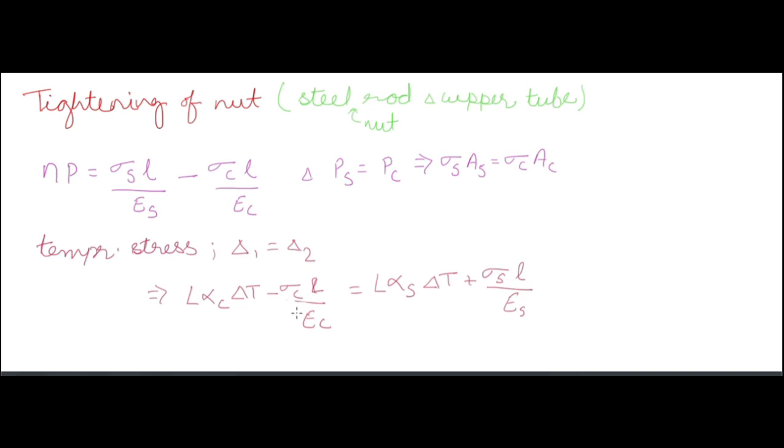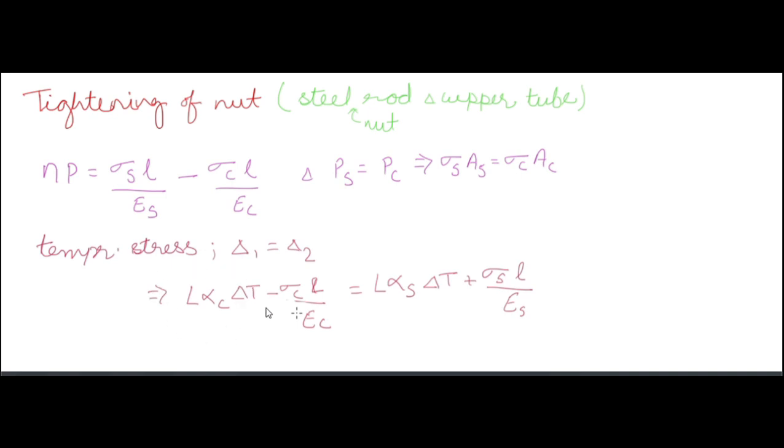So the copper is facing a compressive stress while the steel is facing a tensile stress. The steel is holding the copper back in compression, while the copper is pulling the steel into tension. So L alpha C delta T is a positive value because both will elongate.